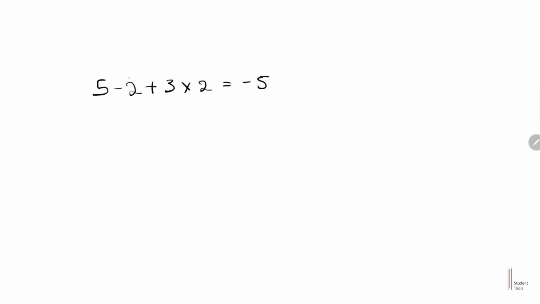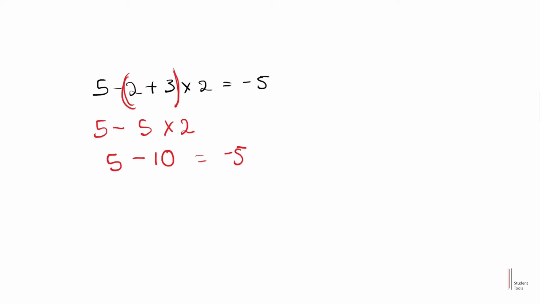Let's see what happens if we put our brackets over here. Now we have 5 minus, in brackets, 3 plus 2. So 3 plus 2 is 5, multiplied by 2. So 5 multiplied by 2 is 10. So that means we have 5 minus 10, which is equal to negative 5. So if we were to put our brackets, we would put them over here to make this statement true. That is how we do it for this question.